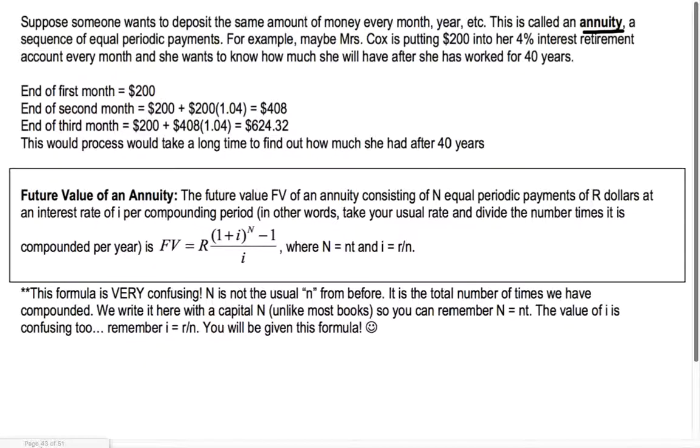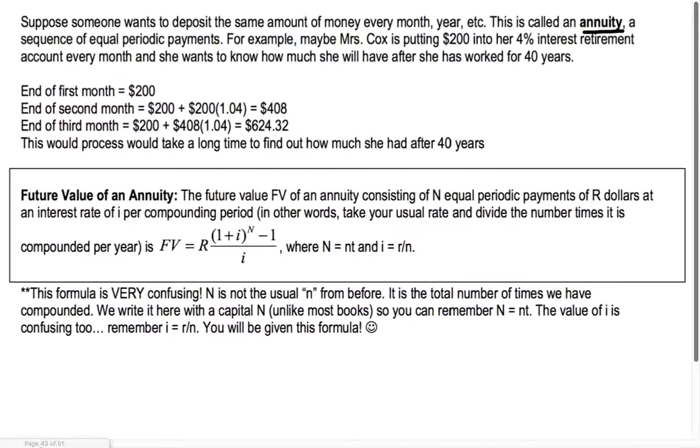That's crazy. All right, so the end of the first month is $200. The end of the second month, I have another $200 plus however much money that $200 has now grown to. Does that make sense? So the 200 times 1.04. And then the end of the third month, I have $200 plus that 408 times 1.04. Does that make sense? This process would take a long time to figure out how much you have after 40 years. You'd have to do every single month for 40 years. So how many months would that be? 12 times 40. You'd have to do this 480 times.